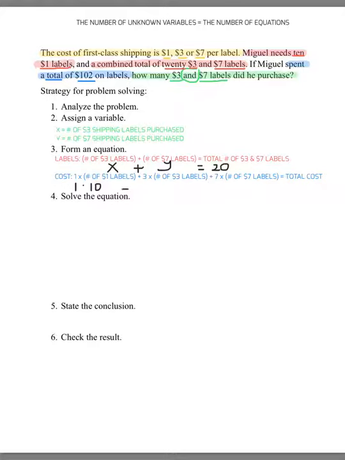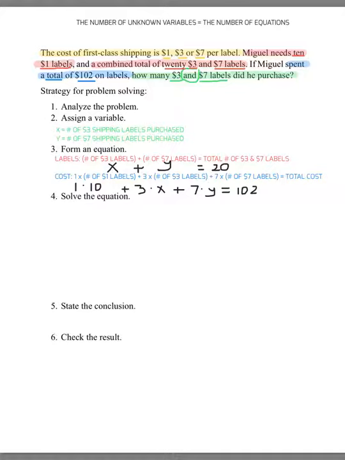And we're going to add to that 3 multiplied by the number of $3 labels, which is x, plus 7 times the number of $7 labels, which is y. And it's going to give us a total cost of $102. So there we go. Those are going to be our 2 equations. Now let's go ahead and solve them.